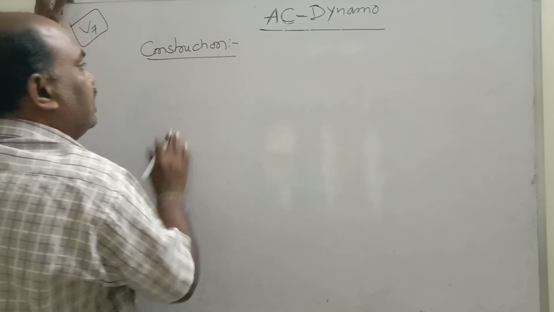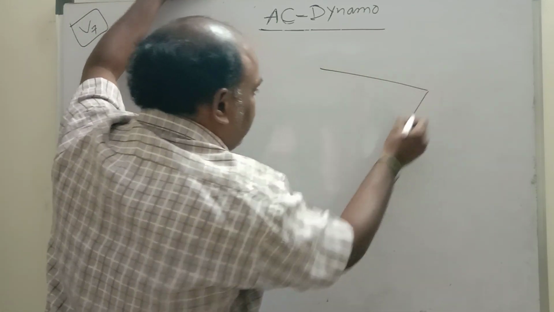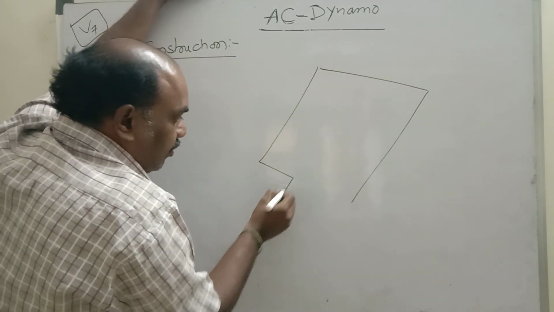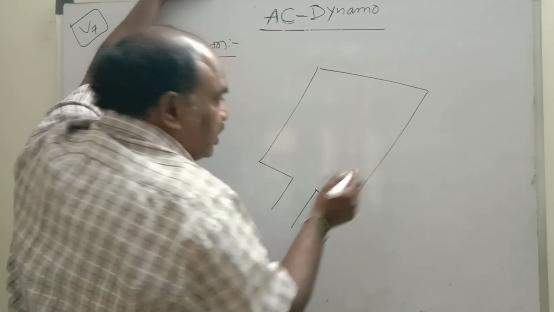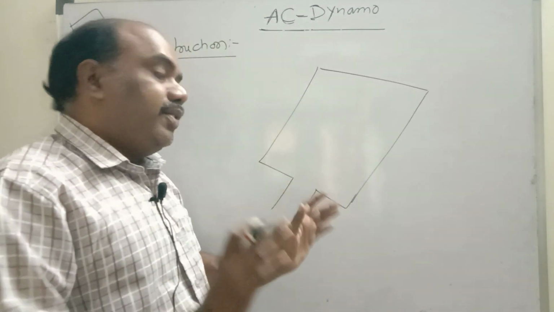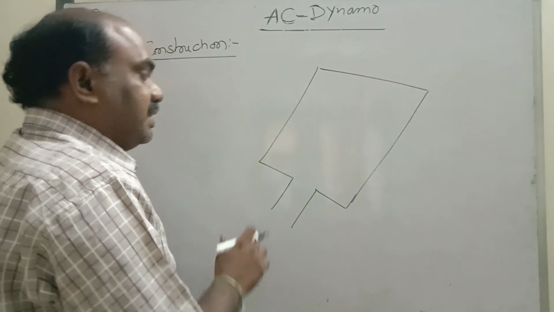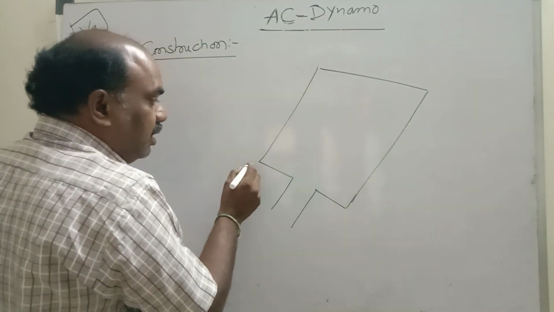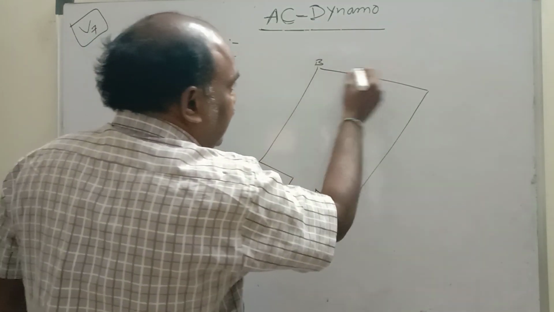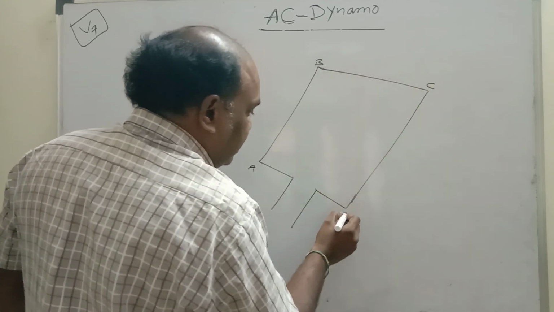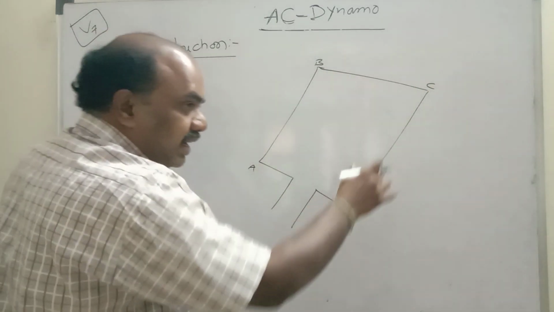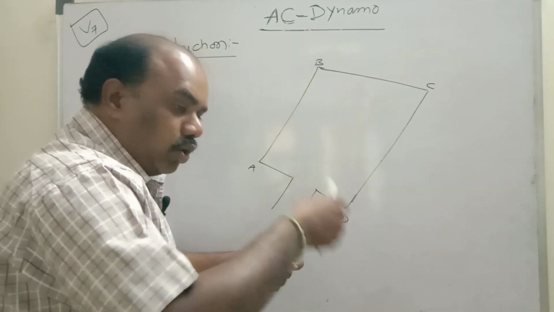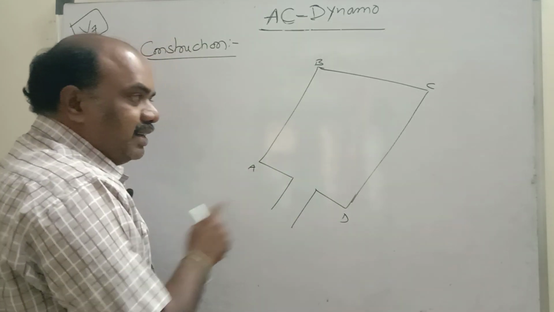How to construct an AC dynamo? See children, this is a rectangular soft iron plate. I already told you soft iron is used to make electromagnets, and hard iron is used for permanent magnets. This is soft iron. A, B, C, D are the terminals of the armature. Take a rectangular soft iron plate. Wind 24 gauge copper insulated wire many turns, this is called the armature.